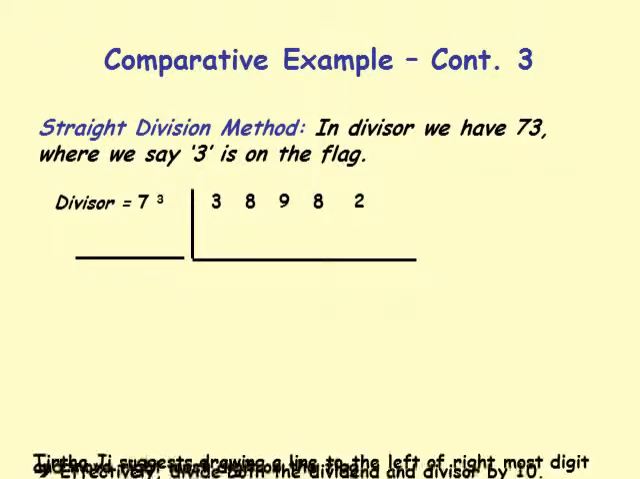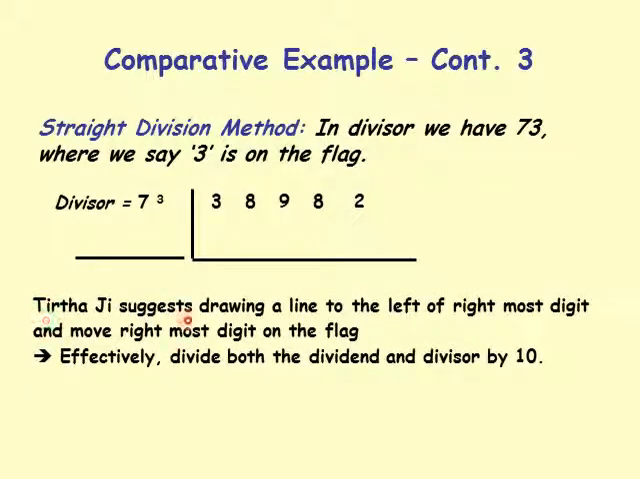What we are doing, as this suggests, is drawing a line to the left of the rightmost digit and moving the rightmost digit of the divisor onto the flag. So move the 3 onto the flag and draw a line to the left of the 2 in the dividend. Effectively, we divide both the dividend and divisor by 10. We just did that, and also moved the 3 onto the flag.